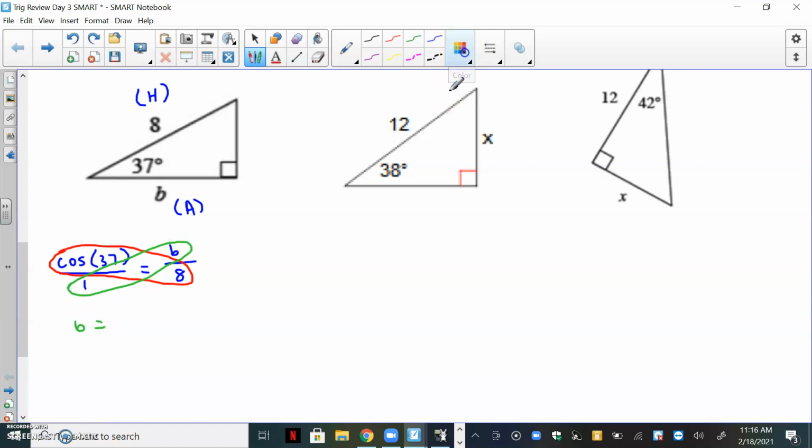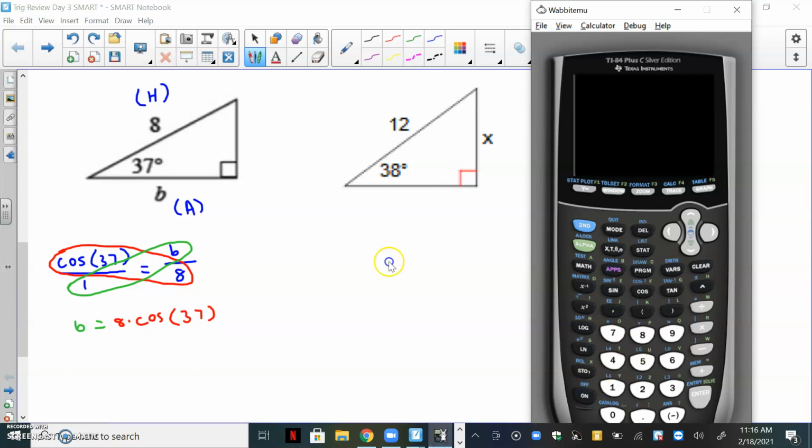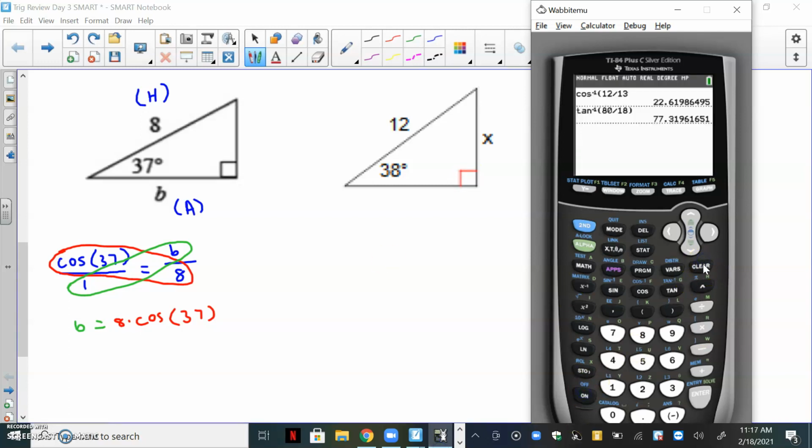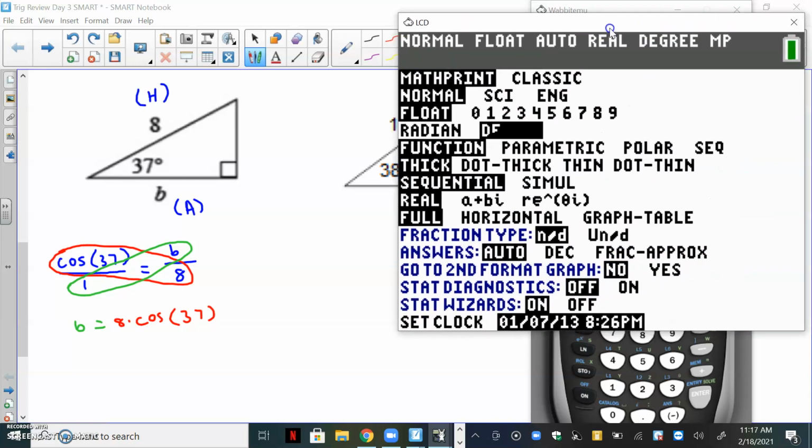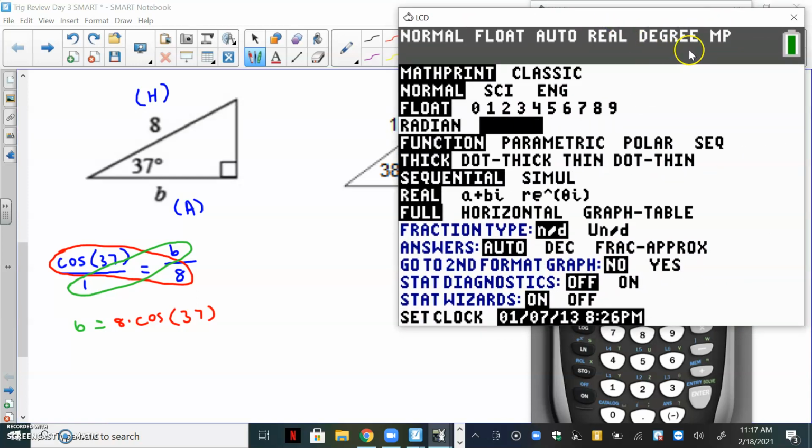And then 8 times the cosine of 37, well, we don't actually know what that equals, and this is when we have to get our calculators. So the first thing you want to do is make sure that your calculator is on degree mode. So if you just go to this button and press that, it should say mode here. You scroll down to where it says radian and degree. You should be highlighted on degree mode, and I'll make this bigger so you can see. Right here, this degree word should be highlighted. Always check that to make sure that you're in the right mode, otherwise you will just get the wrong answer even if you do all the right things.